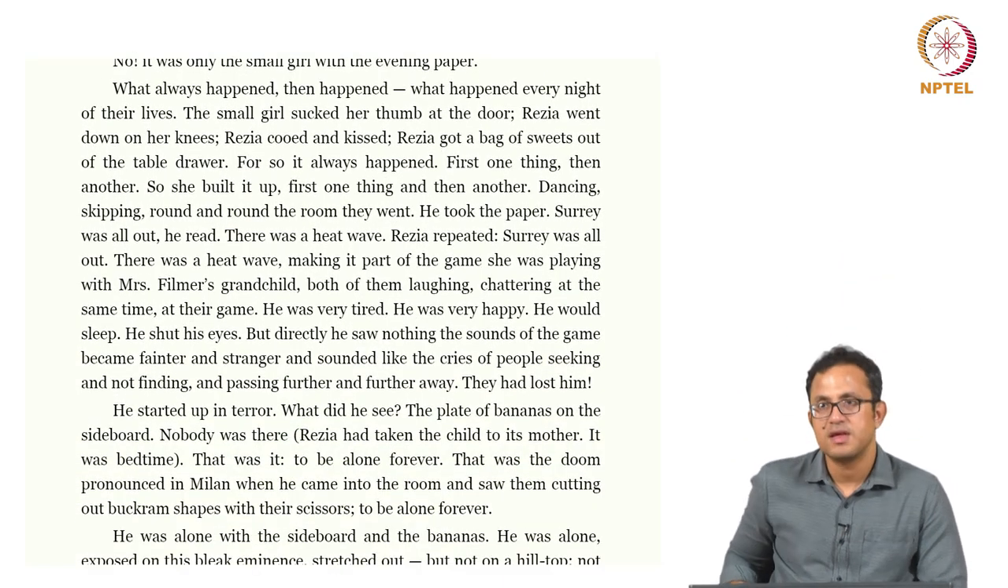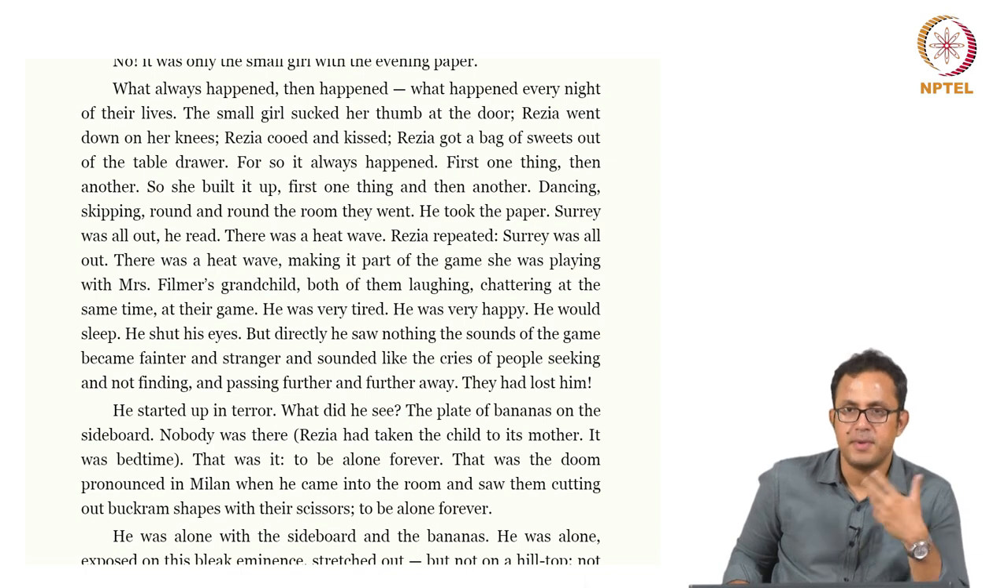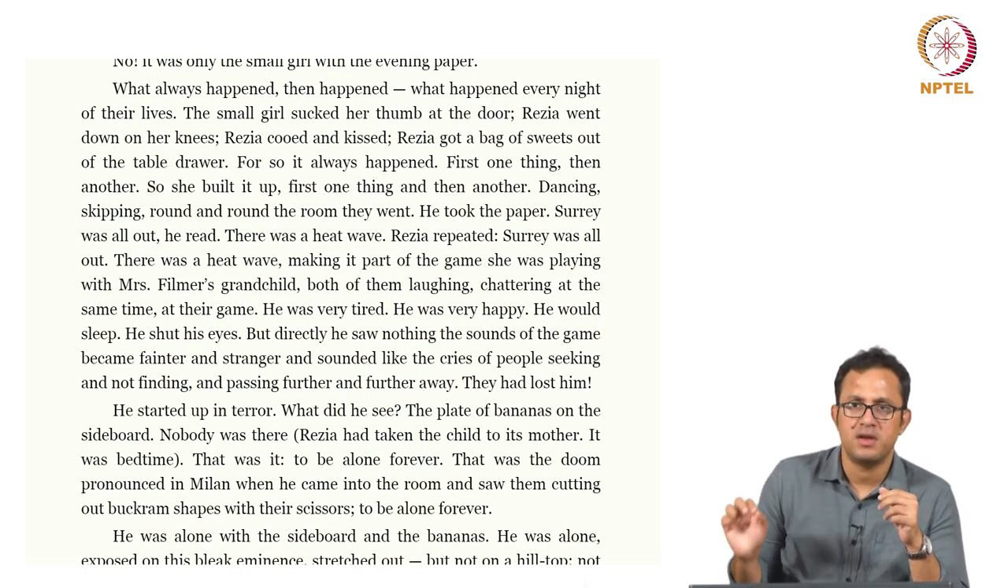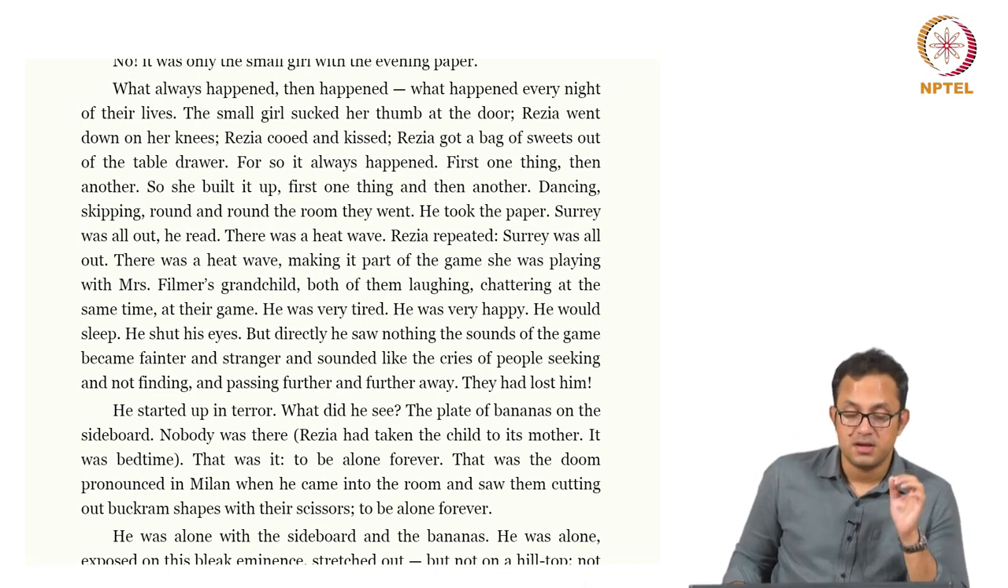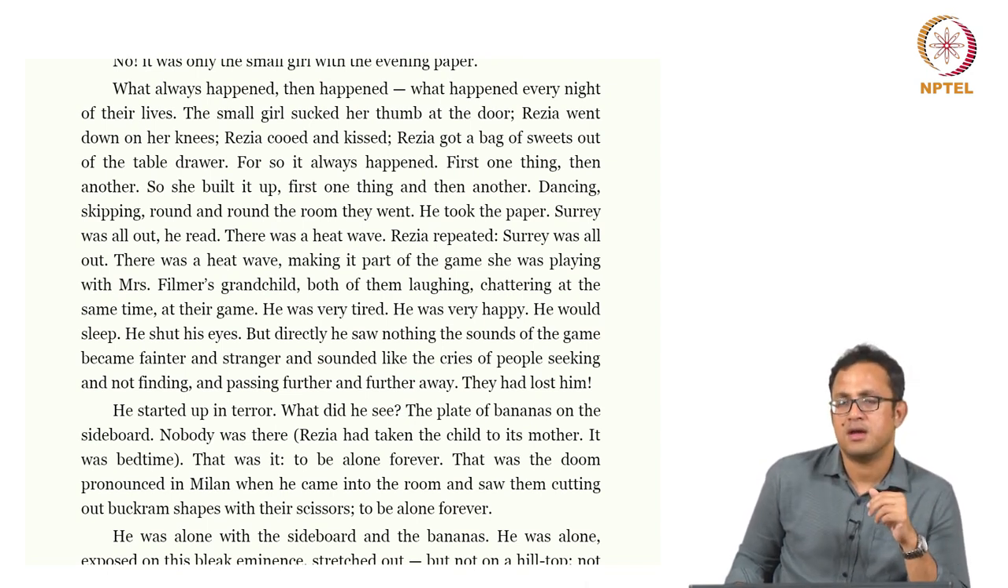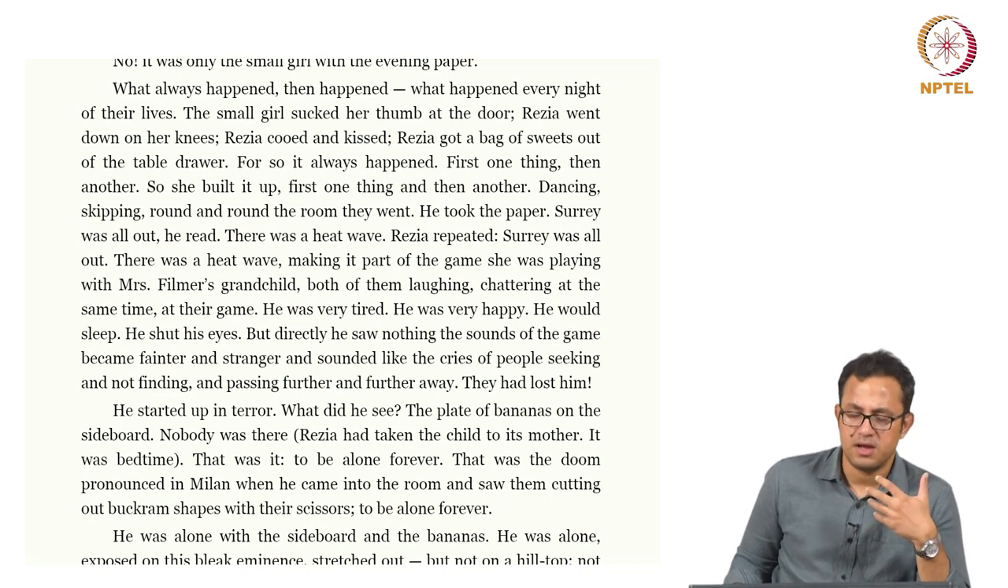Now, then we see this very interesting example of a traumatic trigger in Septimus. He sees something perfectly innocuous, and that triggers him into believing something which he thought he had forgotten. He started up in terror. What did he see? The plate of bananas on a sideboard. Nobody was there. And a banana was a very common fruit over here, and it's confined to this rest cure method. People were fed bananas against their will, because bananas are supposed to help you put on weight. And Virginia Woolf herself was fed banana for the longest time when she suffered this confinement cure as a young woman.